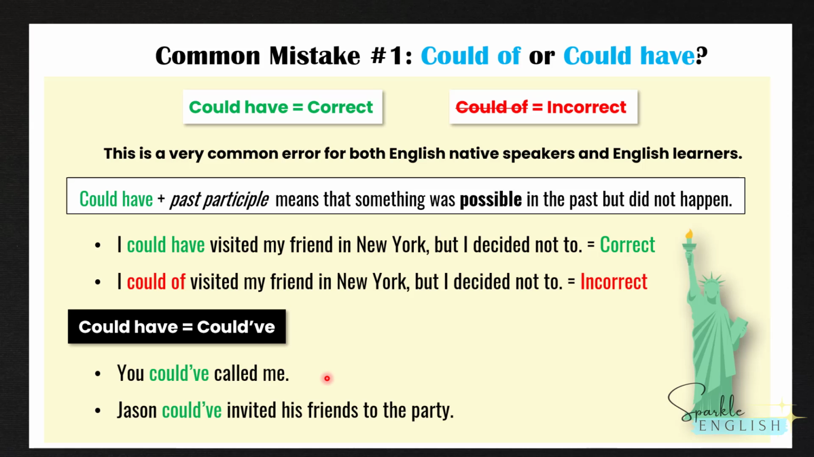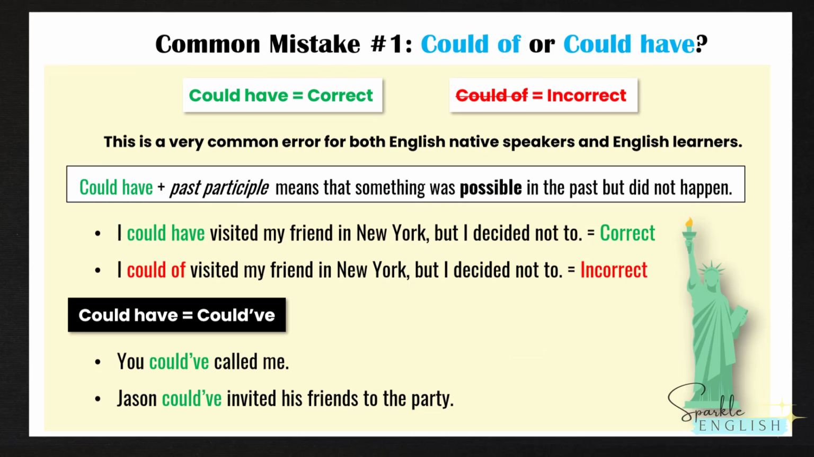For example, you could have called me. Jason could have invited his friends to the party. Sometimes a native English speaker might speak so quickly that it sounds like they're saying coulda. But the only correct way to write it is could have or could've.